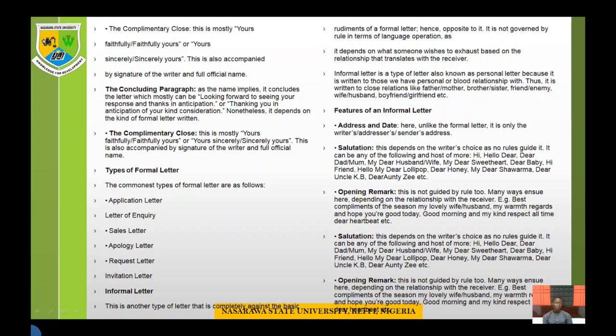This is just for a particular reason: the readership would just trace your issue by using your matriculation number. We have types of formal letter like application letter, letter of inquiry, sales letter, apology letter, request letter, invitation letter, and the rest.